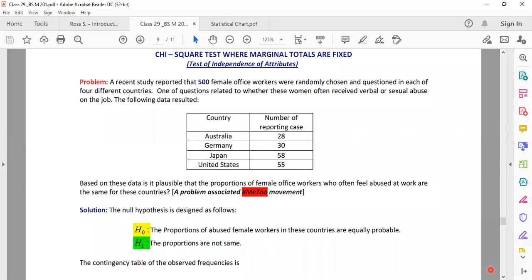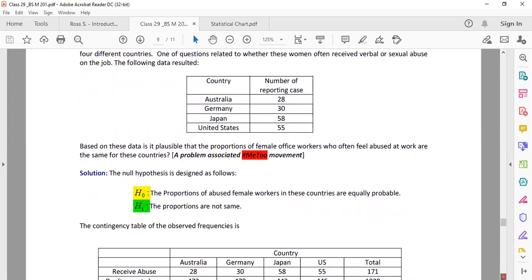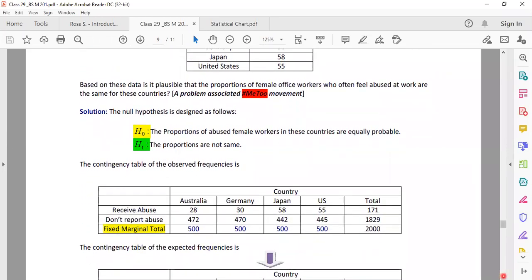Now we are going to form a contingency table, and I have formed it in the following manner. Now carefully observe. The relevance and significance of this kind of study has been discussed. Now I am interested in dealing with the problem with our known knowledge of statistics. If I want to formulate the contingency table, what we have in front of us is the row marginal total, which is fixed. These are all 500, and we have only this data: 28, 30, 58, 55.